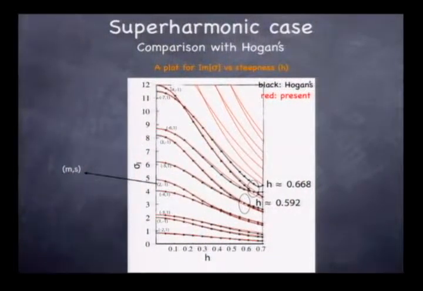So this is the picture that I showed you earlier, and this is the result by Hogan. The black lines are the results of Hogan, and the red lines are our results. As you can see, Hogan claimed that the two eigenvalues collide, and therefore instability should be there. But our computation doesn't show a collision of two eigenvalues.